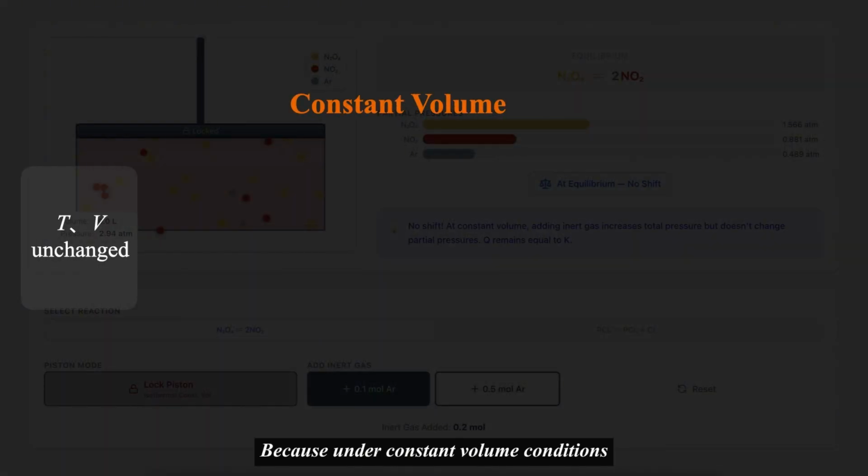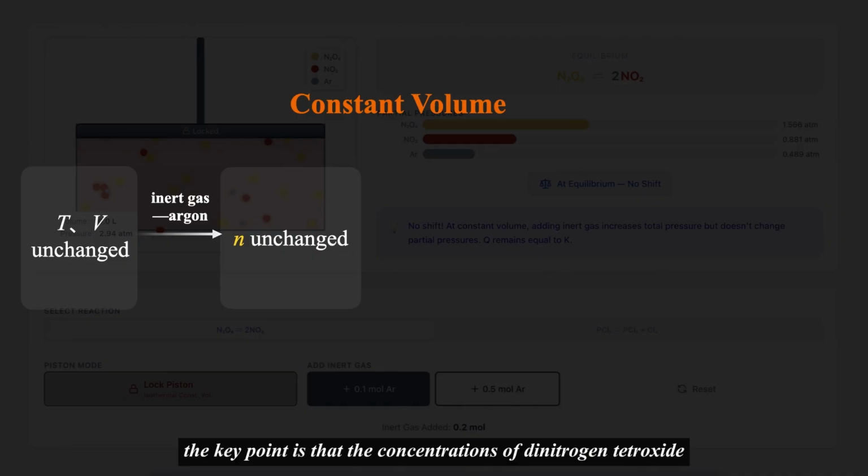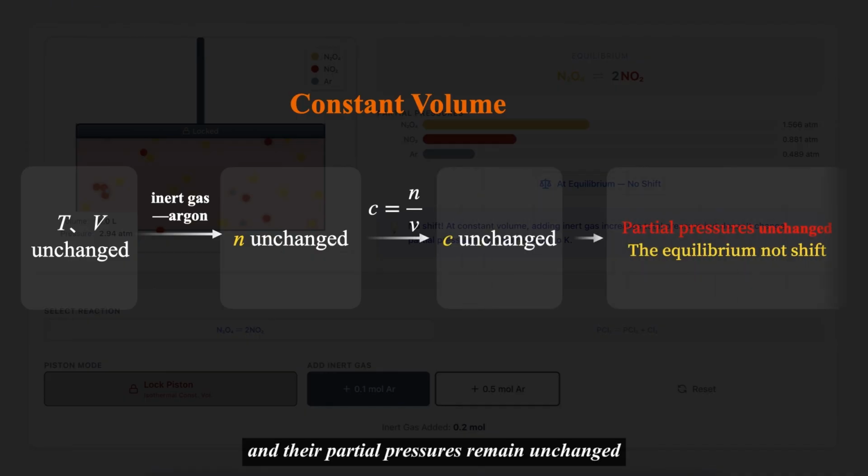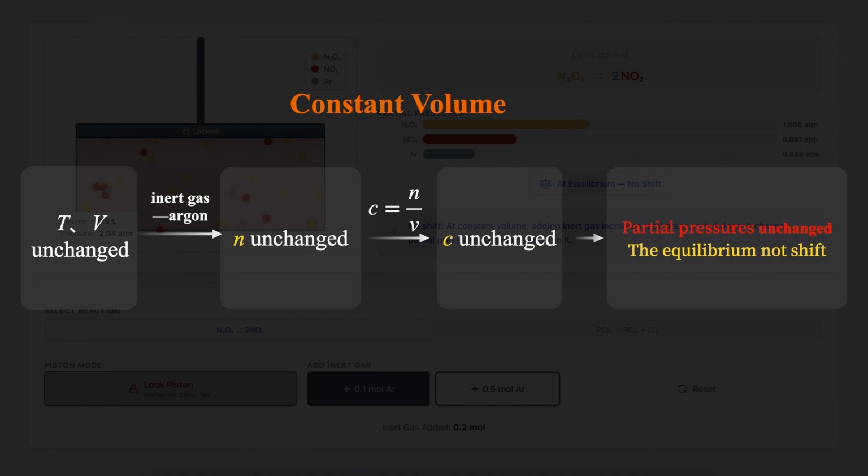Why? Because under constant volume conditions, although the total pressure indeed increases, the key point is that the concentrations of dinitrogen tetroxide and nitrogen dioxide do not change, and their partial pressures remain unchanged. If the partial pressures remain unchanged, the equilibrium will not shift.